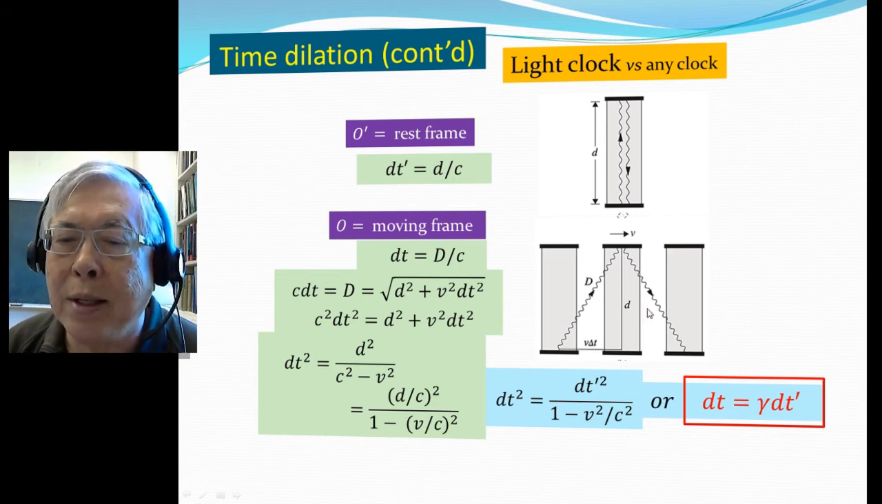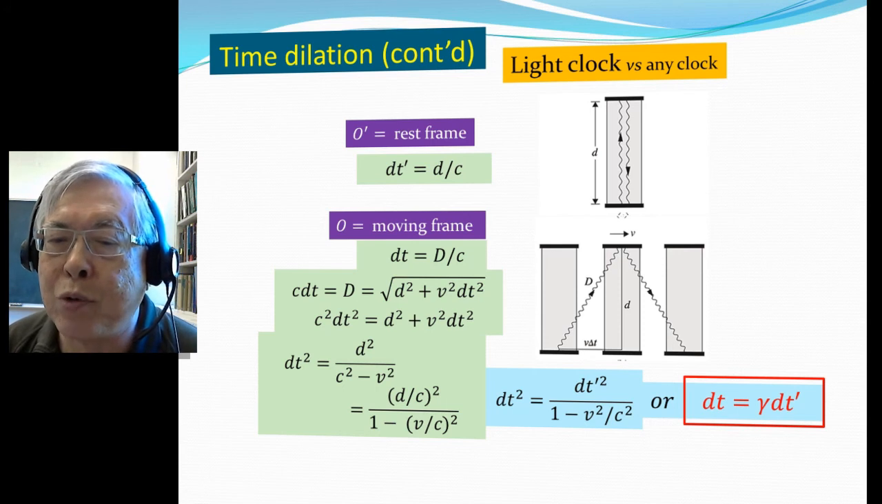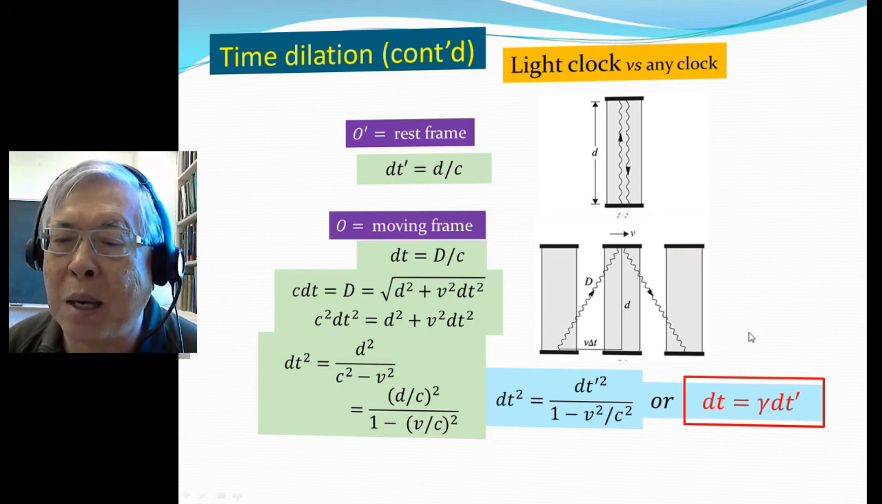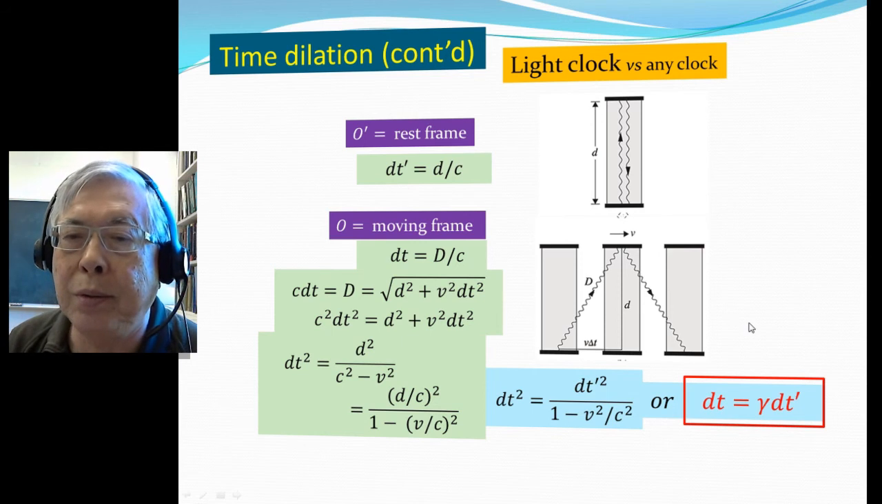But this, you can see, is really related to the fact that the speed of light is unchanged in a moving frame. But in a moving frame, you have to travel a longer distance, so therefore the time interval has to be longer.